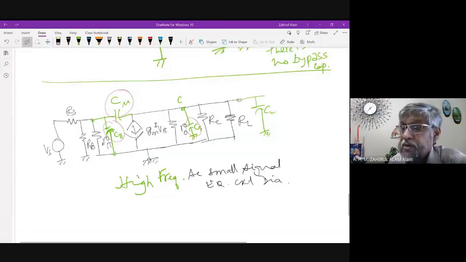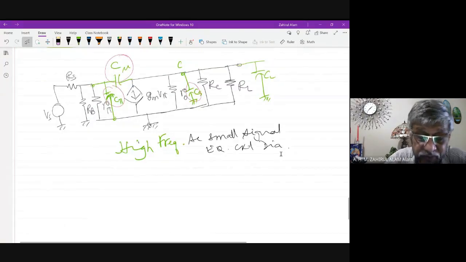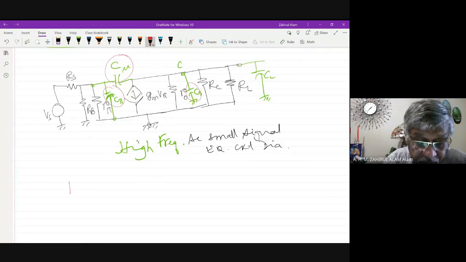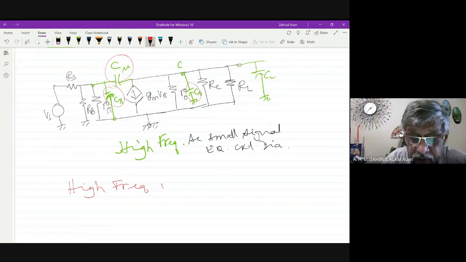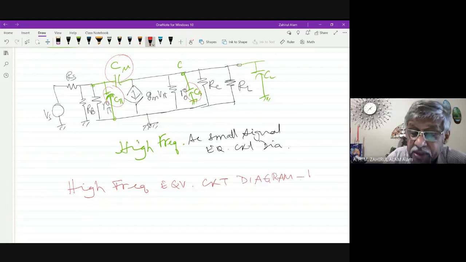Now, this equivalent circuit for the BJT. As I mentioned in our last class, we have studied the high frequency equivalent circuit diagram for BJT and MOSFET.